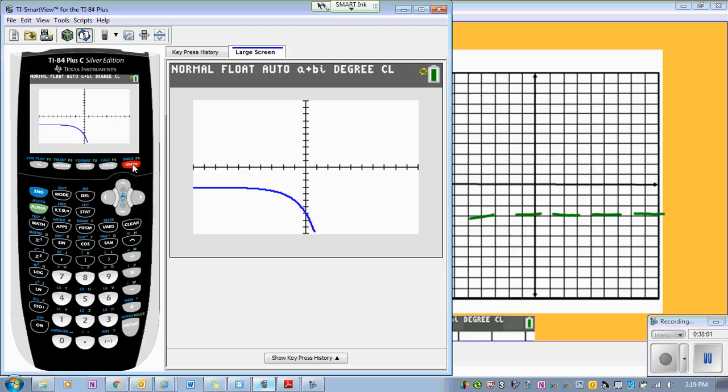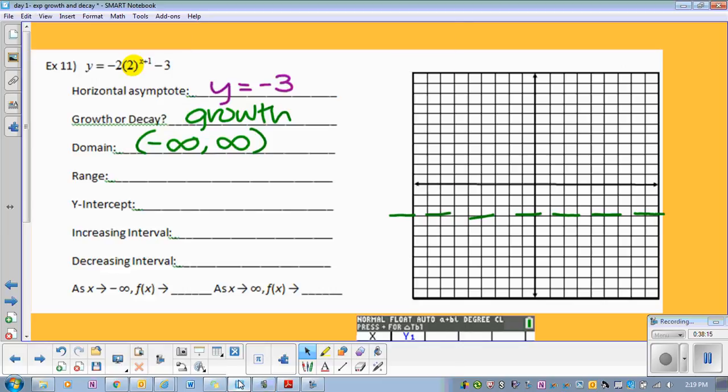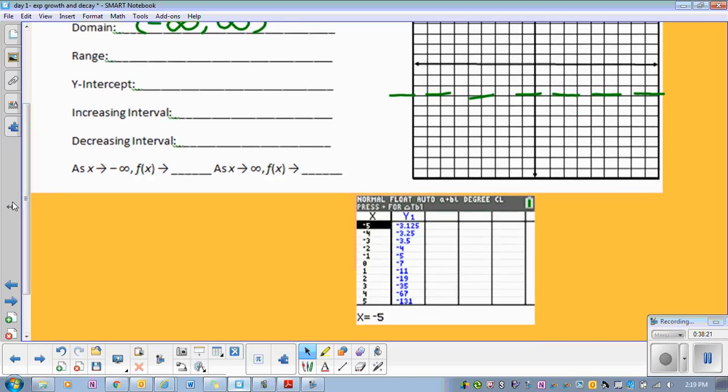That's how your graph should look. So there are my points. Now let's copy them over. Make a little table. So I have -3, -3.5. -2, -4. -1, -5. 0, -7. 1, -11.